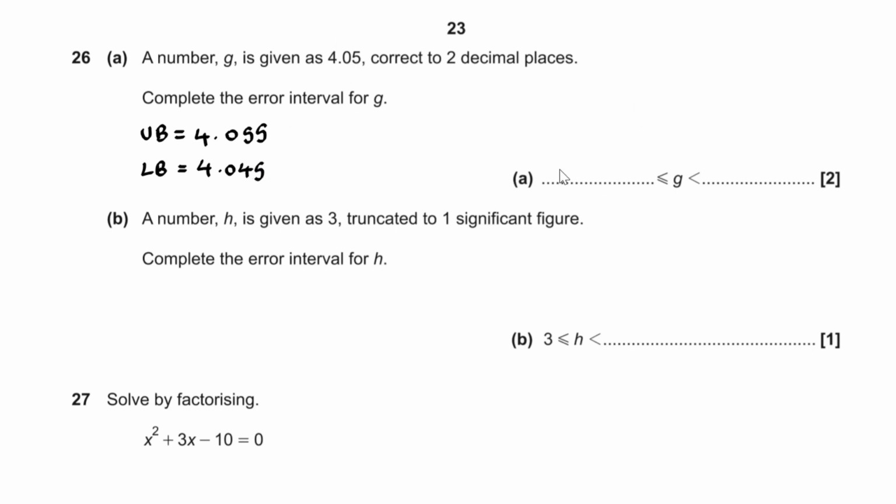And therefore for the error interval we have 4.045 to 4.055. And now a number h is given as 3 truncated to one significant figure. We have to complete the error interval. Well, here h can include 3 but it can't include 4. We can have everything up to 4 but not including 4.